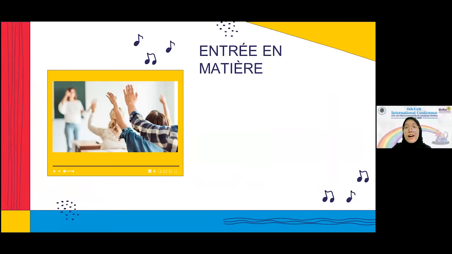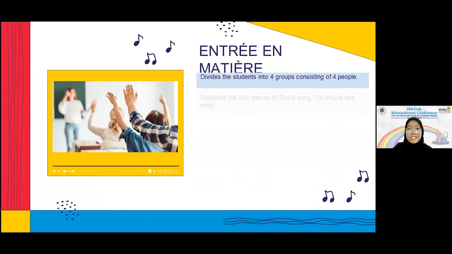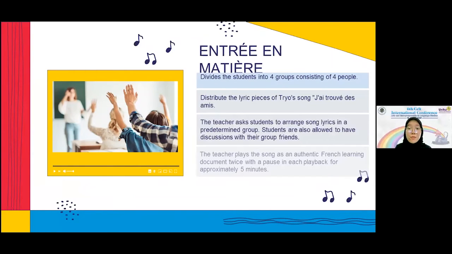Thank you. Entrée en matière, I just divided the students into 3 groups consisting of 4 people, and then I distributed the lyric pieces of 3 songs. J'ai trouvé des amis. It's just like a pop song, really easy listening. And then the teacher asked the students to arrange the song lyrics. And then the teacher played the song as an authentic French learning document twice, with a pause in each playback for approximately 5 minutes.